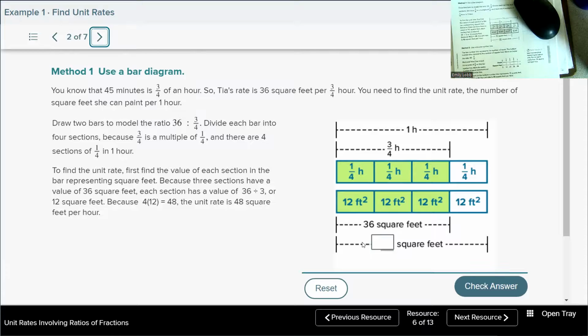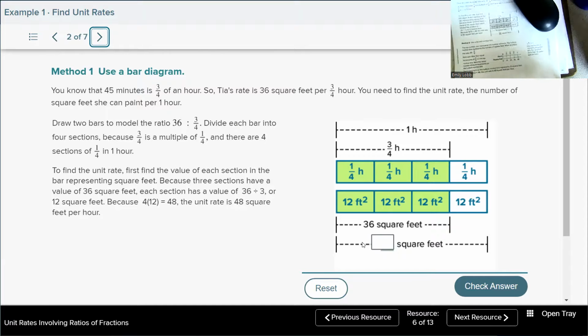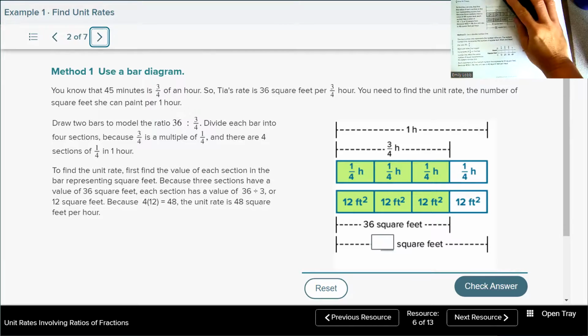How much can she paint in a whole hour? 48 square feet. So you're putting 48 right there in that box. It's under method 1. It's about 2/3 of the way down the page. Okay. So now we're moving on to method 2.